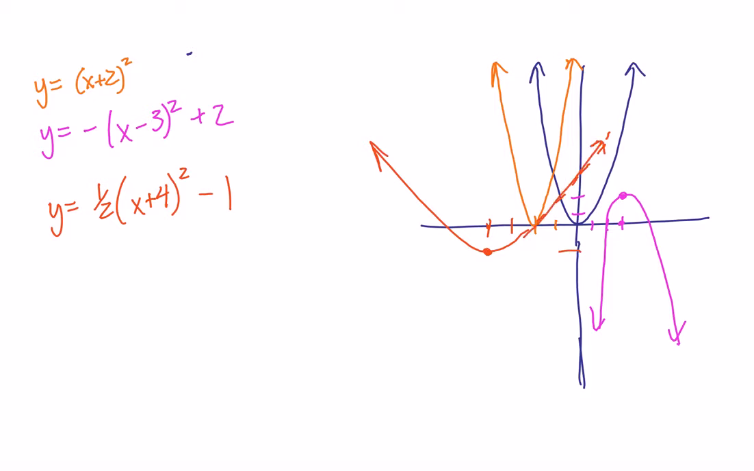So you get the idea. These equations, pretty straightforward. We just want to change the a value to make it wider, skinnier. The negative makes it go up or down. And then our p and q numbers tell us where our vertex is located. So let's maybe do one more.